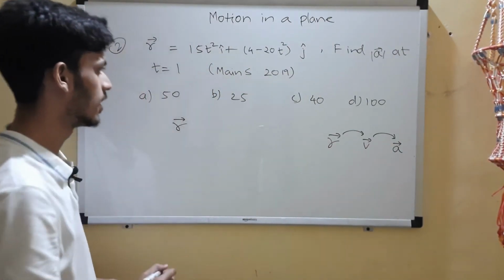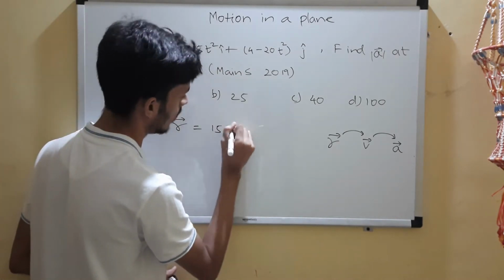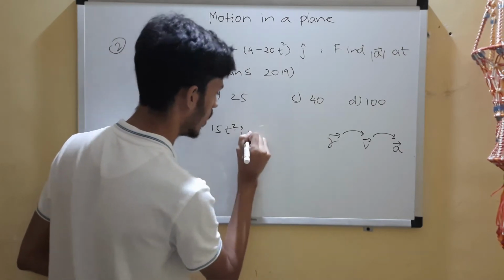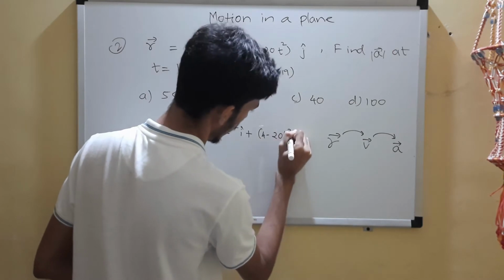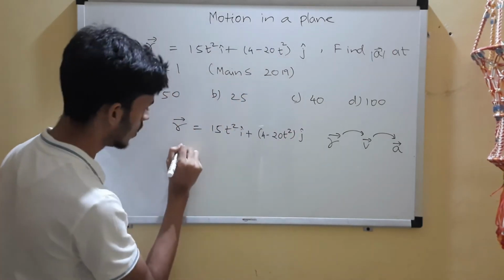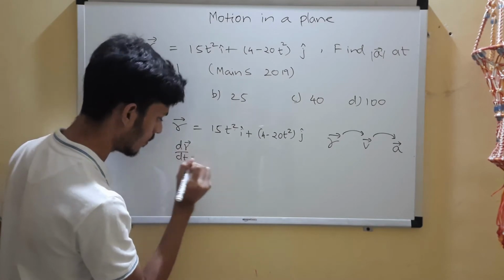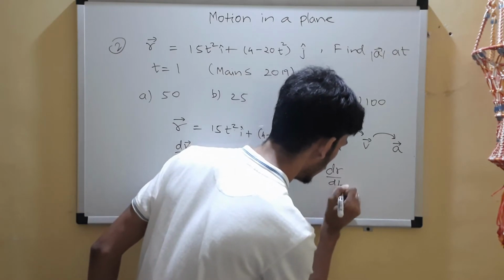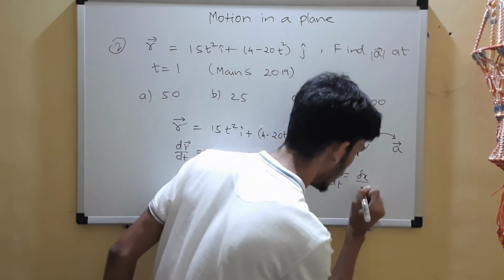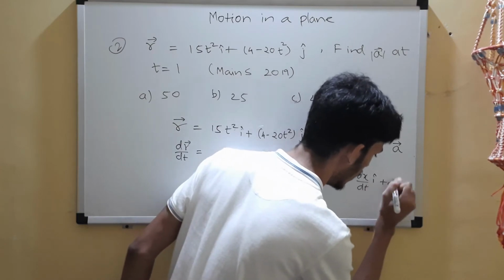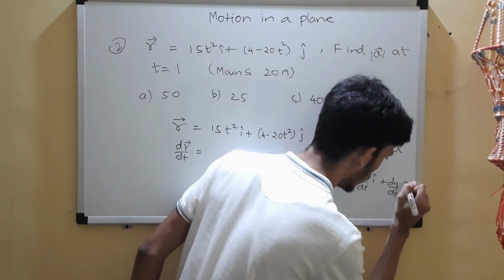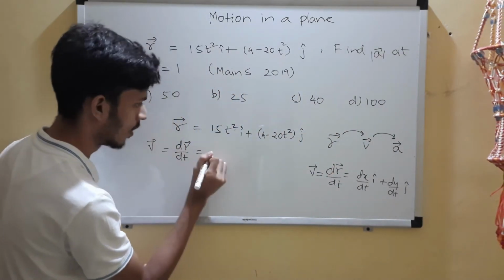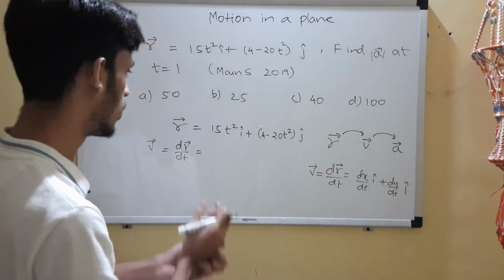I hope you know differentiation. So I'll write r first. 15 t square I cap, don't miss out the vector thing, plus 4 minus 20 t square into j cap. Okay, so first you are going to differentiate this, right? So differentiate each of this. How did we differentiate dr by dt? Remember the bookish thing that we discussed: dx by dt I cap, dy by dt j cap, and this is nothing but vector v. So differentiate each of the coefficients of the components.